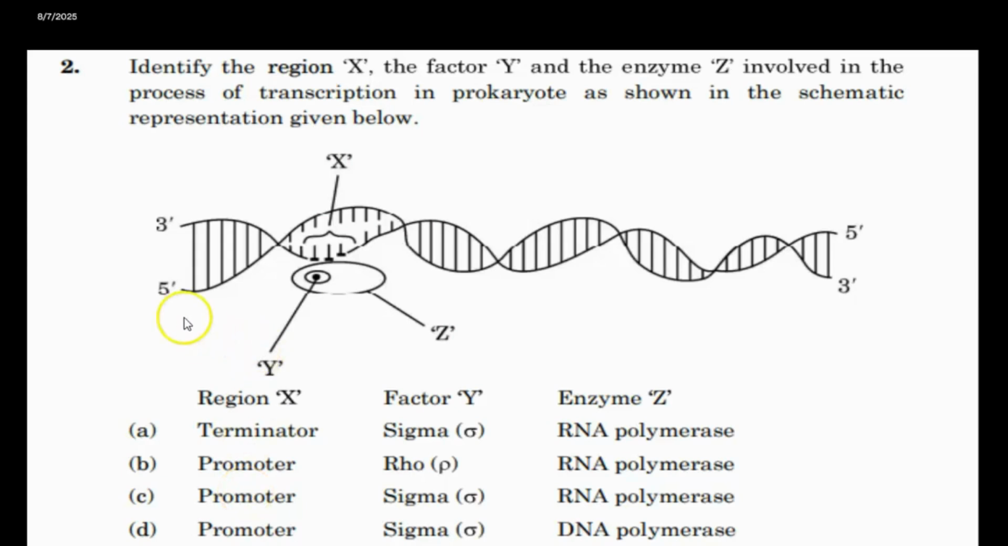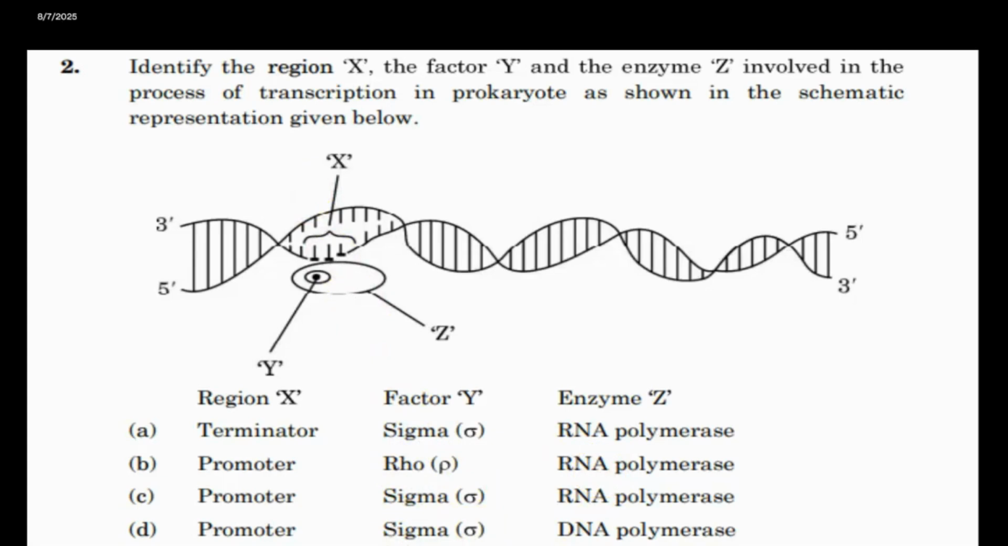You know that when transcription starts, the initial part we call the promoter, and the last part we call the terminator. So definitely the terminator won't be here. It will be at the end only. So we can eliminate option A easily, because the terminator won't come in the initial stage. Of course, the X part will be a promoter, and we should move to the next part, Z or Y. We have to think about it, then we will get the answer.